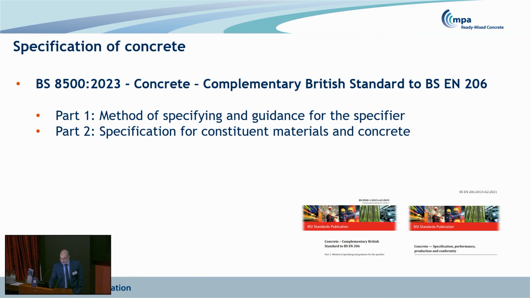So 8500 itself is in two parts. Part one is the method for specifying and guidance for the specifier, and part two is specification for constituent materials in concrete. Now, we generally think of part one being aimed towards specifiers and part two being aimed towards producers. But in actual fact, these standards have to be read together, along with EN 206, as a single document. And that is one of the reasons why we update these standards together. Theoretically, we could update part one and part two separately, but we don't because they are so interconnected.